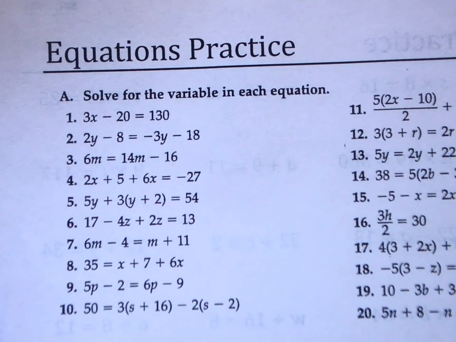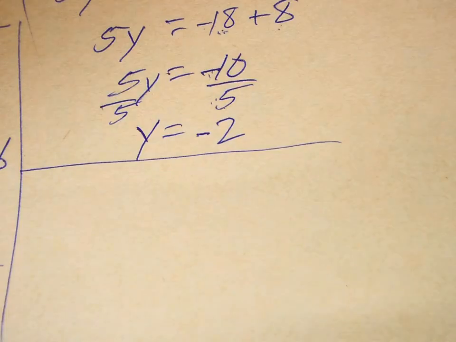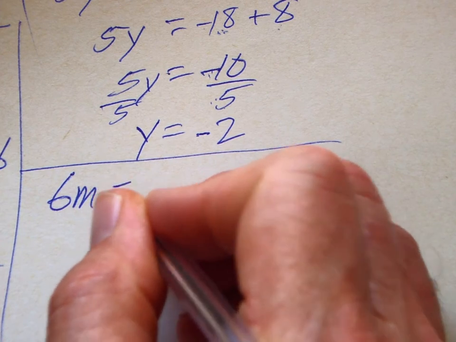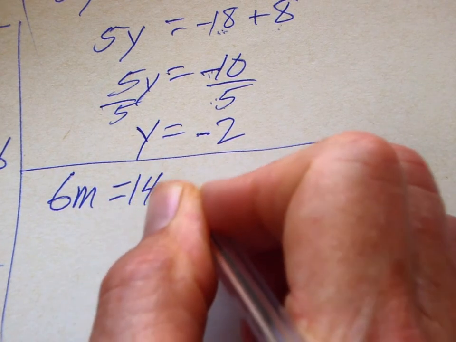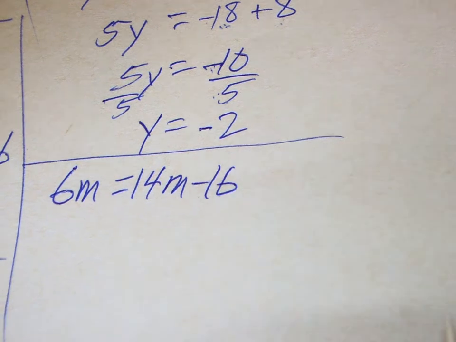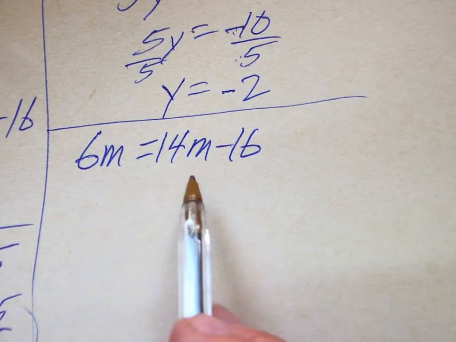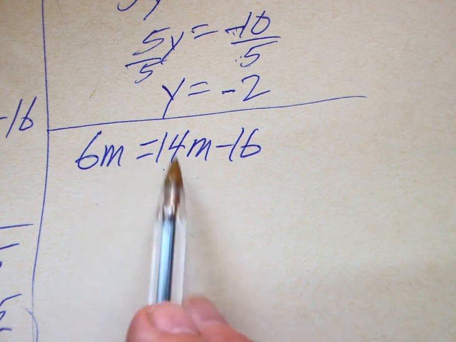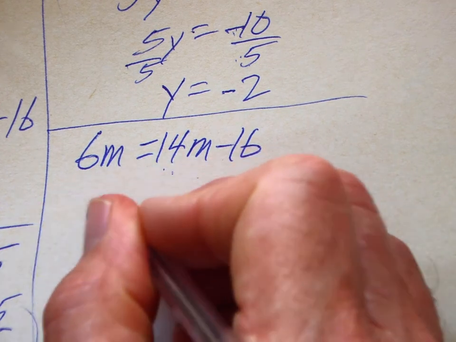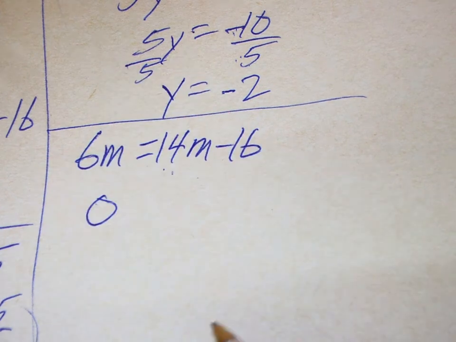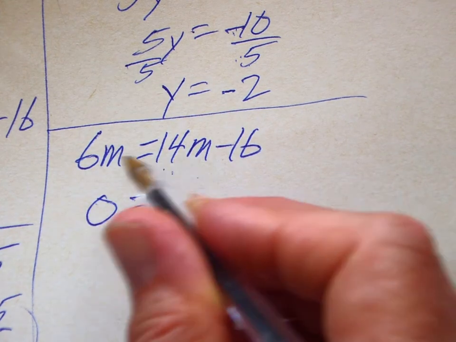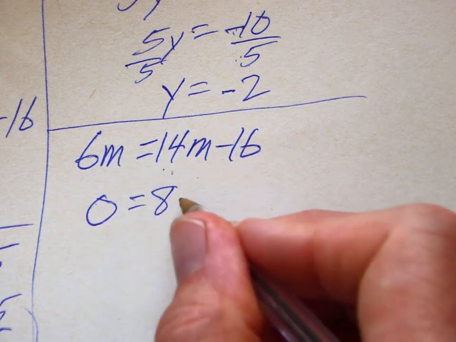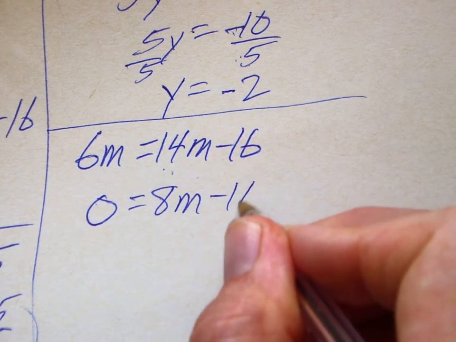6m equals 14m minus 16. Okay, I've got m's on this side, m's on this side, but more on this side, and it's positive, so I'm going to subtract 6m from both sides. That'll leave 0 here, because once you get rid of the 6m, there's nothing left. But I have to take my 14m and subtract 6m, because I did that here. 14m minus 6m is 8m minus 16.